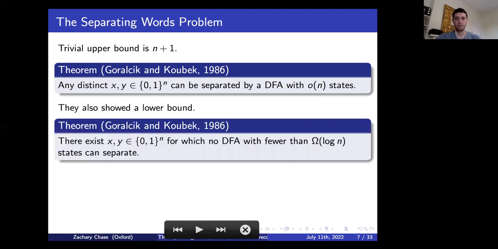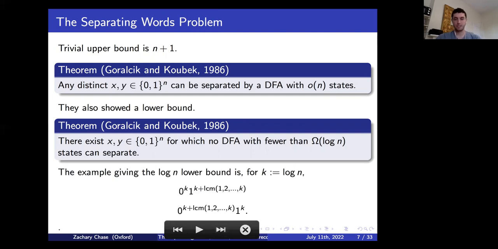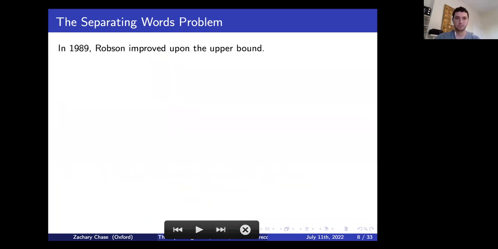They also showed a lower bound of log n up to constant. So there exist X and Y of length n such that no DFA with fewer than log n states can separate them. The example they give is like one string is a bunch of zeros followed by a bunch of ones. The other one is a bunch of zeros followed by a bunch of ones. But the two strings differ by either a block of zeros or a block of ones of a length that's divisible by all small numbers. So by a periodicity argument, you can see that no DFA with fewer than log n states can separate them, because if you have a DFA and you keep putting in one, you'll get some period.